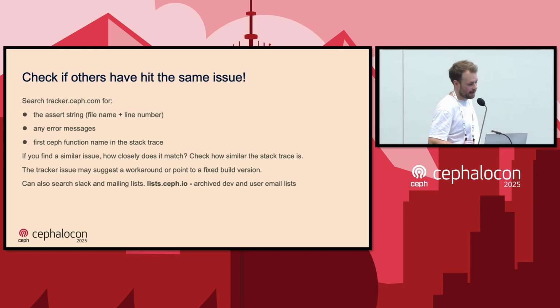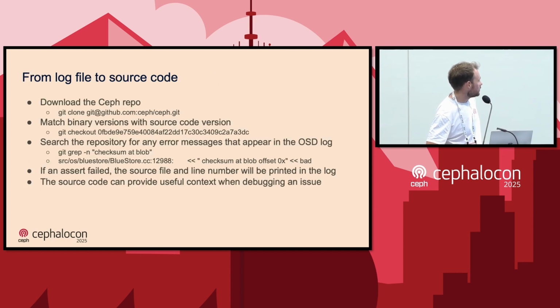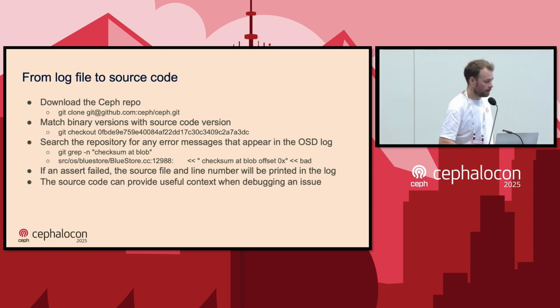There's also Slack that you can search for these types of things, and the mailing list as well, again, searching for error messages in the search strings, etc. So you've searched to see if anyone else has hit the same issue. They may have, they might not have. What's next? Well, let's go and actually look at the source code and see if we can find more information there and gather more context and more clues about what's happened.